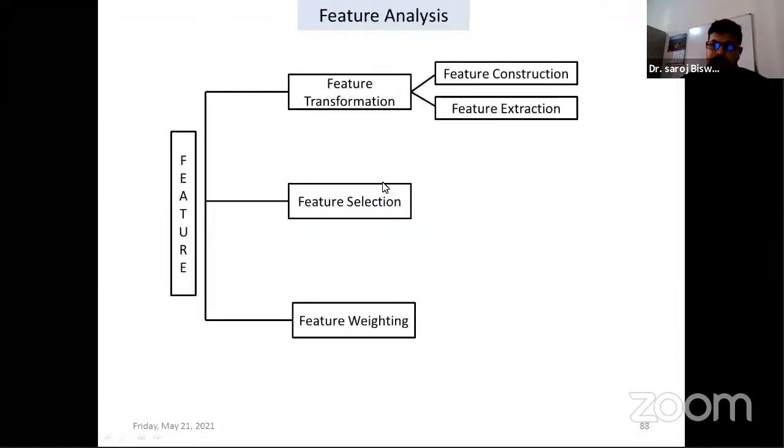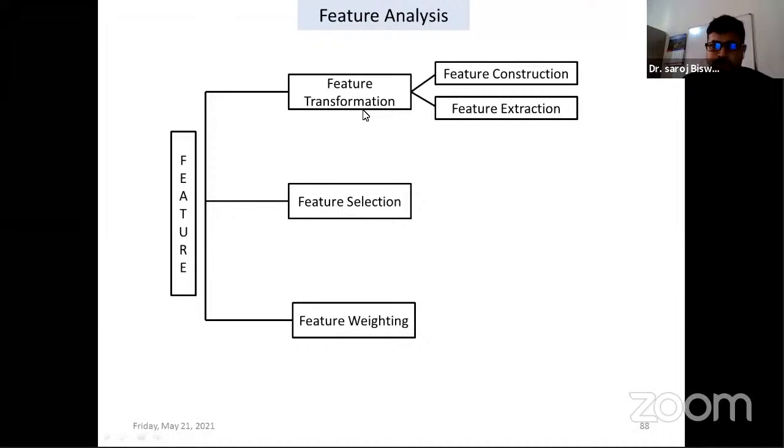Now, if we analyze feature engineering or feature analysis, then the features have to be analyzed in 3 parameters: feature transformation, feature selection, and feature weighting. In this presentation, we're going to talk about feature transformation and feature selection. We're not going to talk about feature weighting, but again, feature weighting is not always used. We can have a special kind of machine learning paradigm where feature weighting is required. So here we are going to talk only about feature transformation and feature selection.